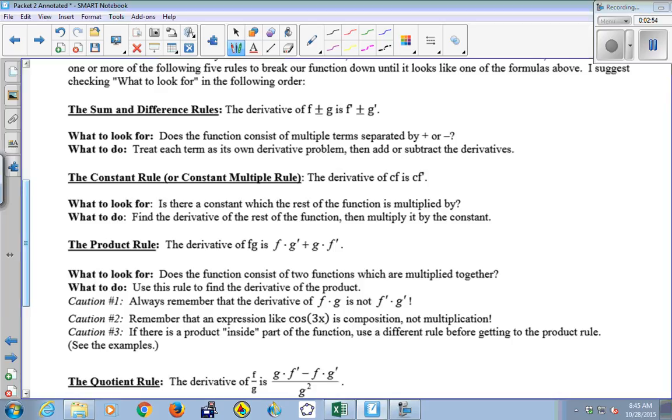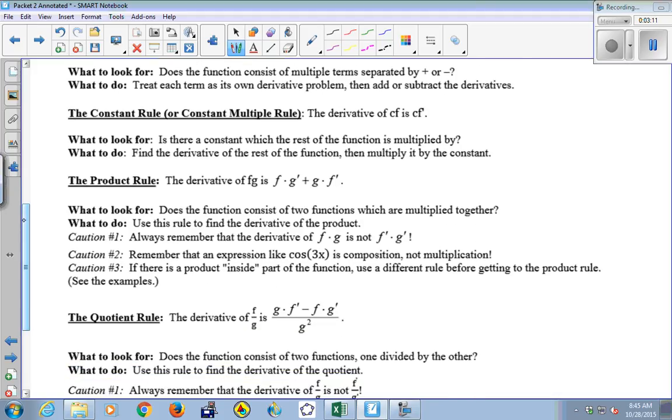Sums and differences: if you're just adding or subtracting 2 functions, you can take their derivatives separately. Most of you do this automatically at this point. And then the constant rule: if you have a constant times a function, you can just copy the constant and take the derivative of the function.